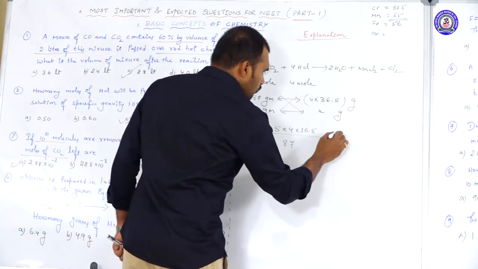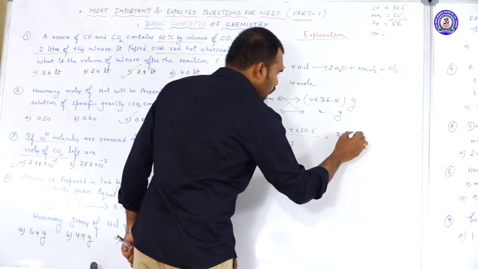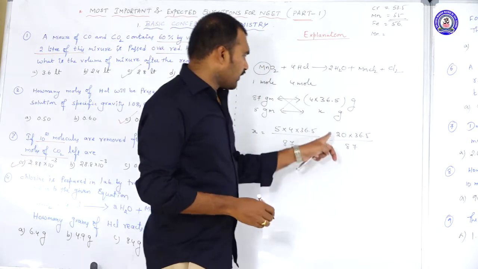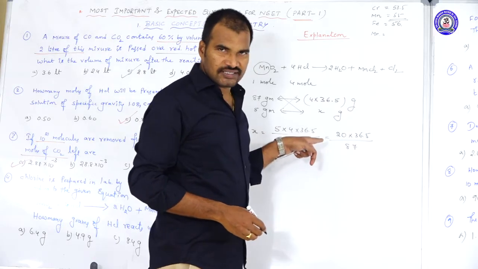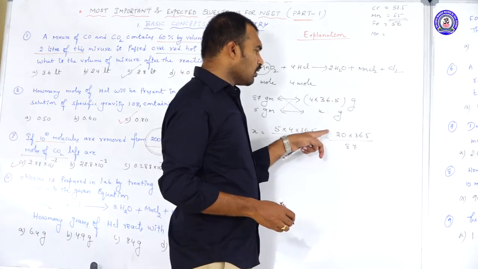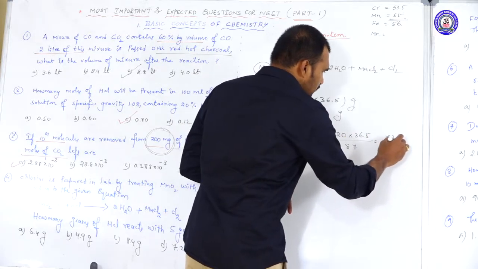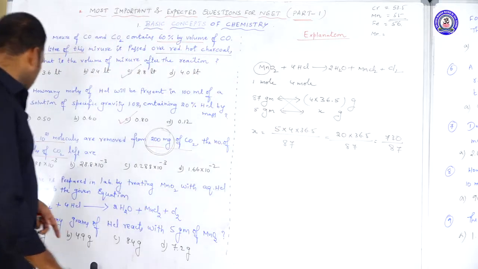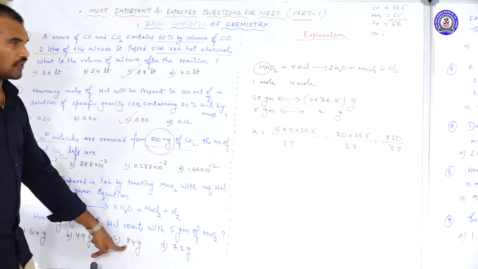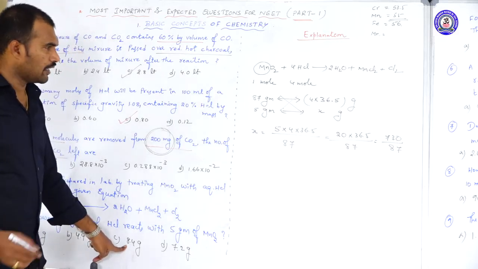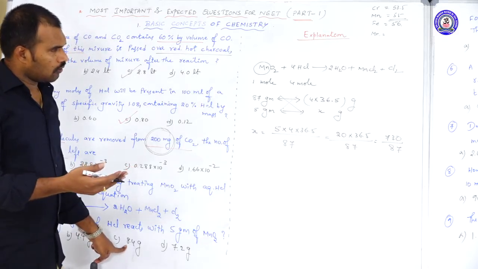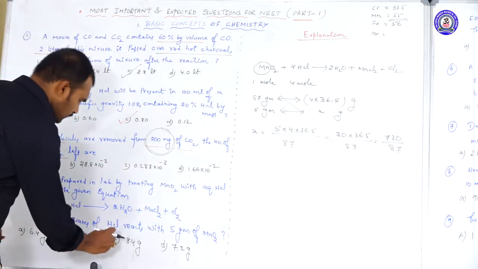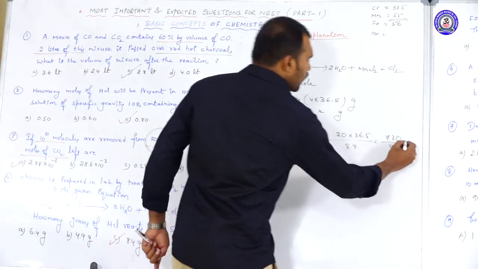If you cross multiply, then X is equal to 5 into 4 into 36.5 by 87. That is equal to 20 into 36.5 by 87. You can write it as 365 twos are 730. So that is equal to 730 by 87. Okay, I think it will be nearly 8.4 grams. 87 into 8 is nearly 640, okay, nearly 8.4 grams will come. So this is equal to 8.4.